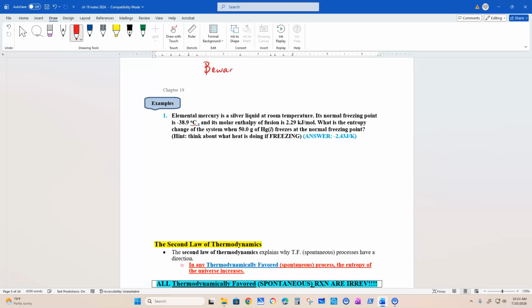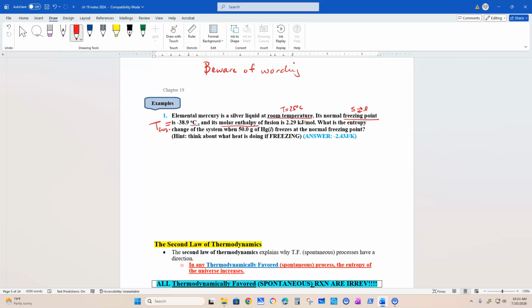Beware of wording, because they may try to trick you about the Q. So if I have elemental mercury as a liquid at room temperature, I'm just keeping track of some stuff. Its normal freezing point, solid to liquid, liquid to solid, says that the temperature is negative 38.9. At room temperature it's a liquid, but when I freeze it into a solid, I'm going to put temperature for freezing, negative 38 degrees Celsius.